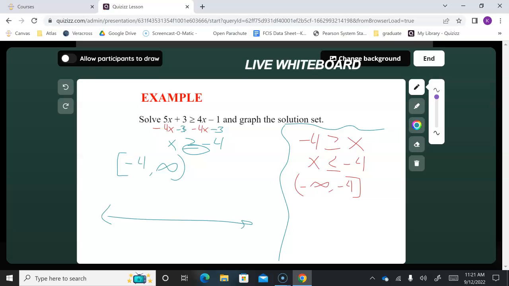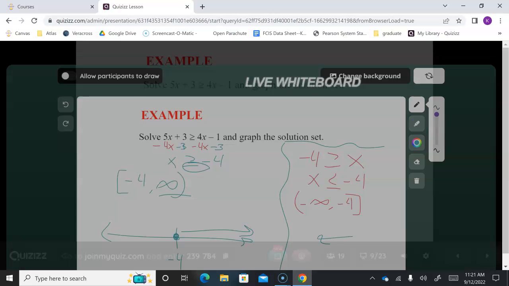Closed circle. Closed circle at -4 to the right again, because it's going to infinity. Wait, so that sign has nothing to do? This one I flipped the sign. This one I did not. Oh, okay. This one would be to the left. That one would be to the left, but our original problem is still to the right. Okay. All right.